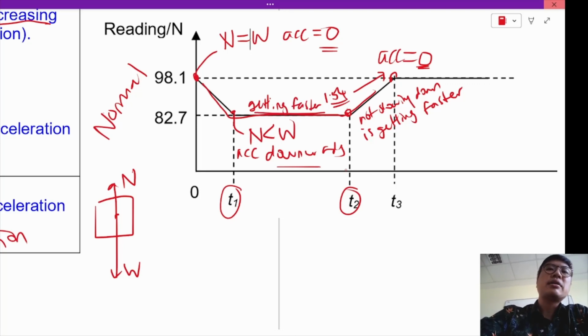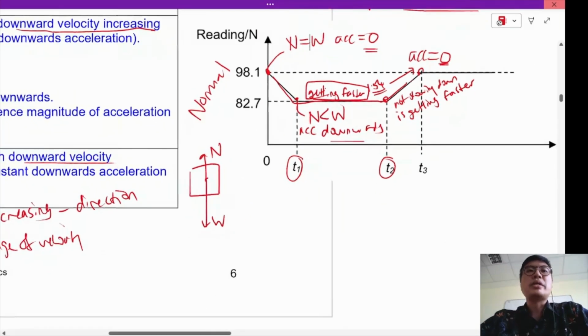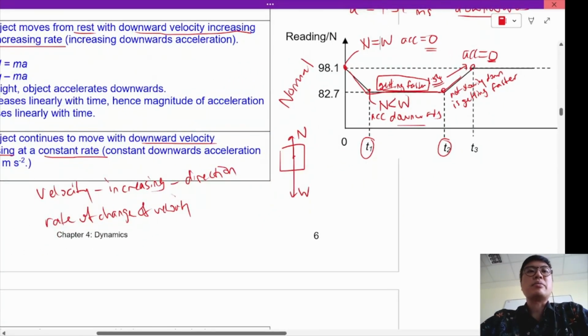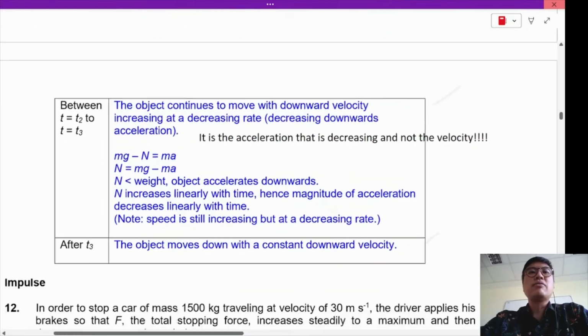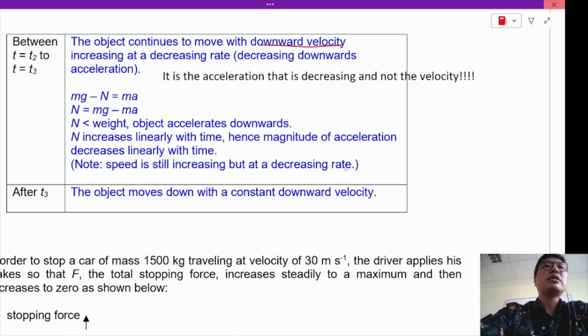When there is acceleration, the object will get faster. When there is no acceleration, the object will not get faster. And it's only when there is negative acceleration that the object will slow down. So there's a very common misconception that between T2 and T3 the velocity slows down. I'm sorry, the downward velocity increases, but it is the acceleration that is decreasing.